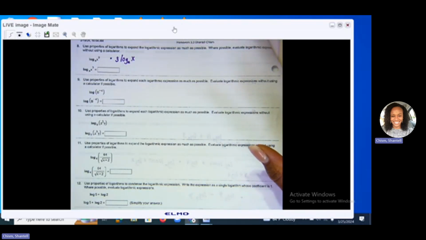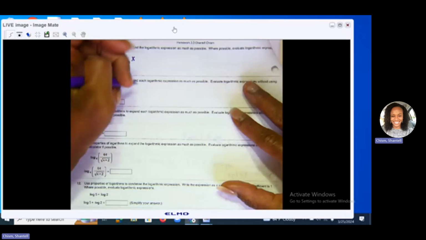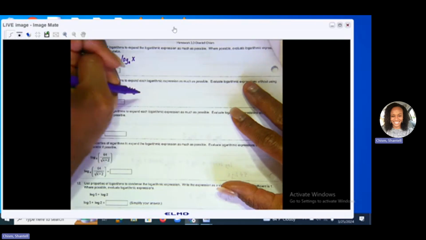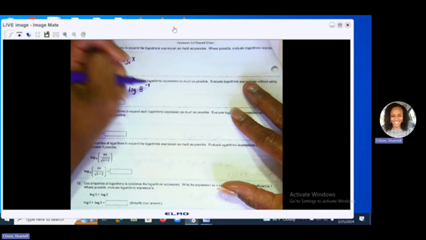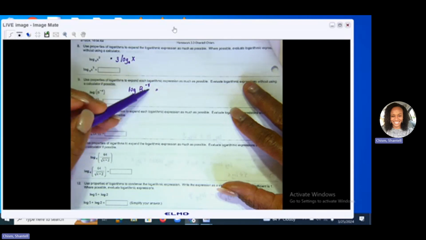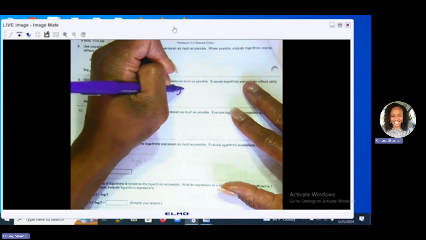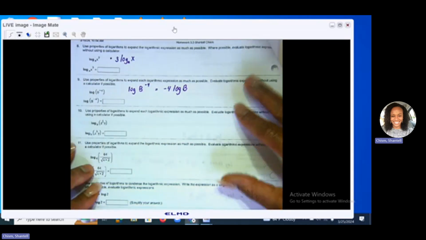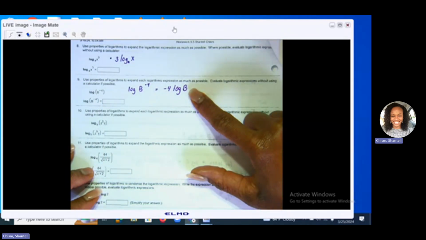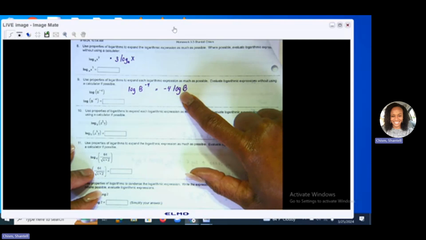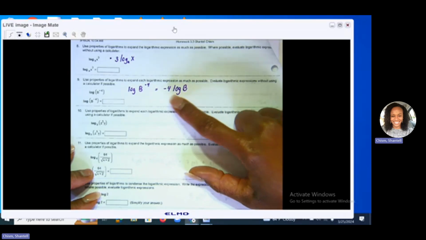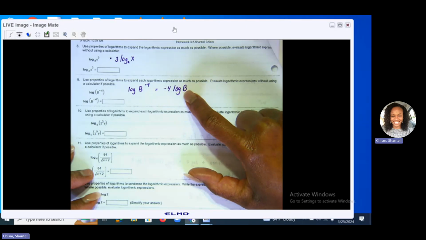Okay. Look at number 9. Log of b to the negative 4th power. And understand, of course, this technically is a base 10. So log of b to the negative 4th power. I would first bring down the negative 4 exponent. So that would be negative 4 times log of b. If b had been maybe 10 or 100, I would evaluate it even further. But because this is a variable, there's nothing else I can do. Negative 4 times log of b.